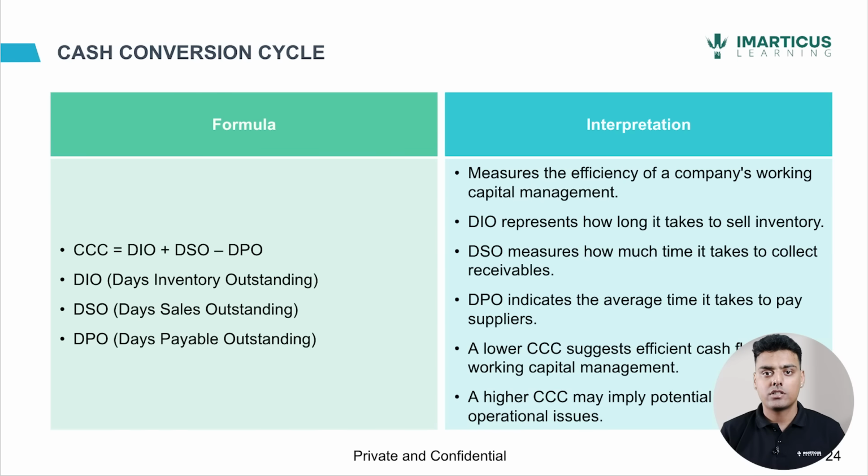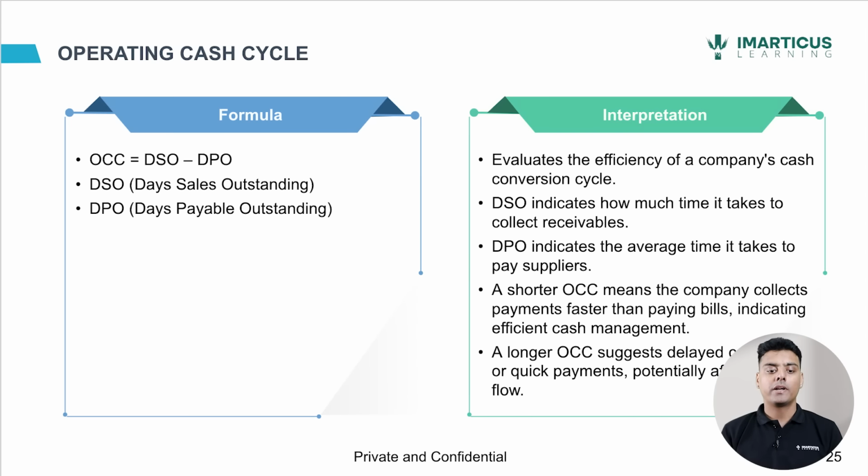A good cash conversion cycle is usually lower. A lower cash conversion cycle represents that I have effectively collected cash and I'm able to manage my cash properly. A higher cash conversion cycle shows that I'm not able to effectively manage my cash, therefore I will have cash crunches. The next item we have is the operating cash cycle.